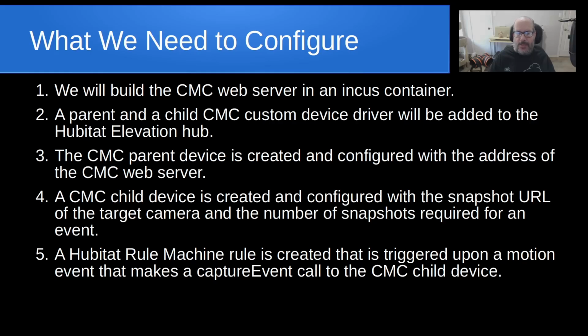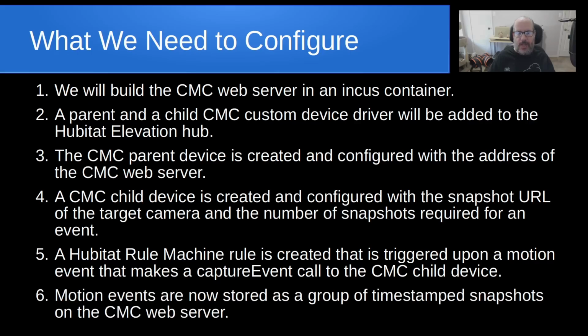And then a Hubitat Rule Machine rule is created that is triggered upon a motion event that makes a capture event call to the CMC child device. And finally, motion events are now stored as a group of timestamped snapshots on the CMC web server. So let's go see how we can configure all of this.